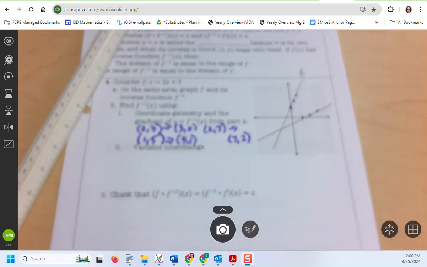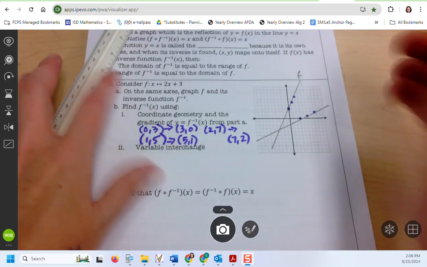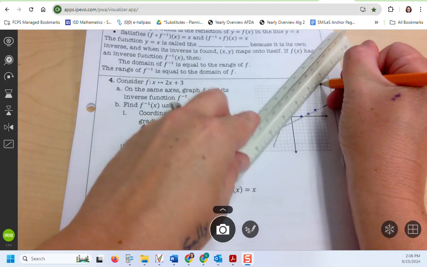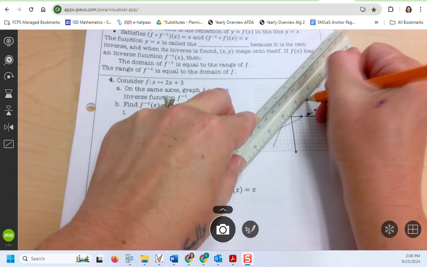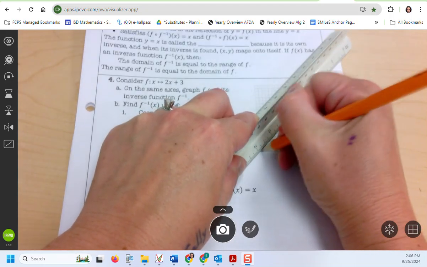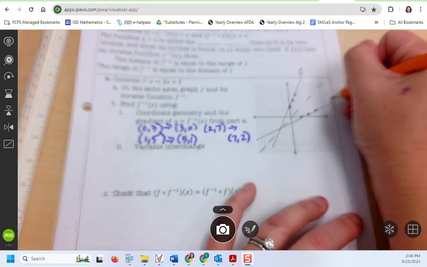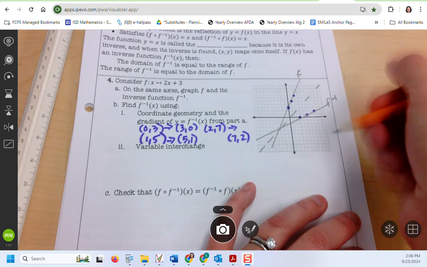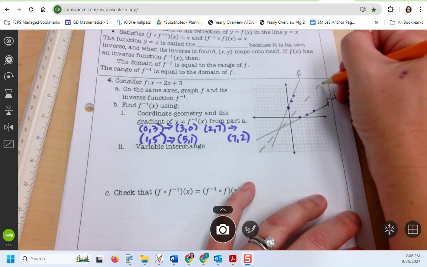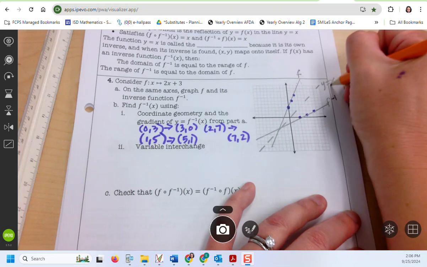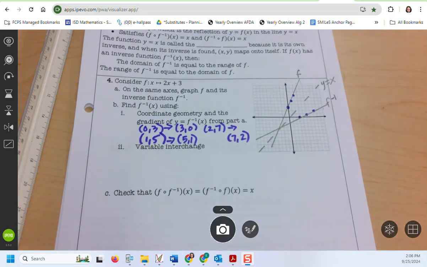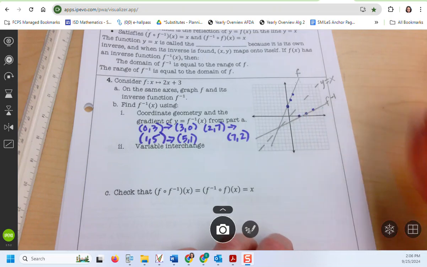Okay. And then if I graph the line y equals x, now it should look a lot better. It should look like one is a reflection across the line y equals x. So here's my inverse. If I reflect this across the line, I get this one. The line is y equals x. So that's a graph of the inverse. If I want the equation of the inverse, I could find the slope and the y-intercept and find the equation.